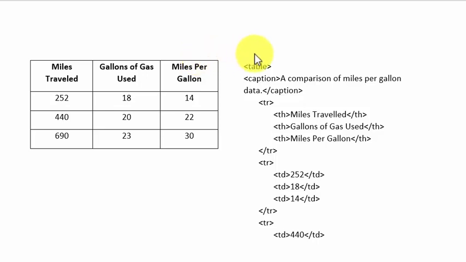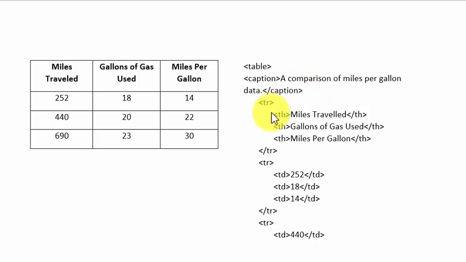On the right-hand side of the screen, you'll see the HTML markup of this table. It begins with a table tag and a caption tag. The caption tag describes the table. In this example, it reads, a comparison of miles per gallon data. Next, for each row of the table, you'll see a TR tag.